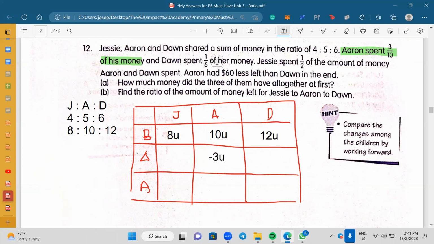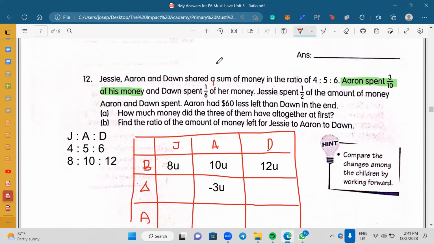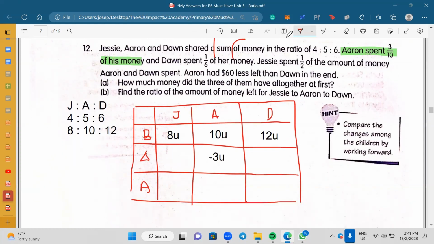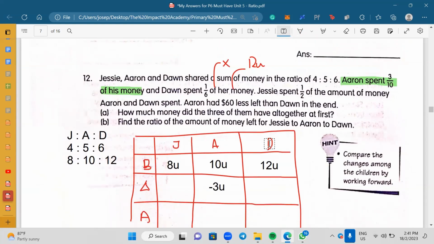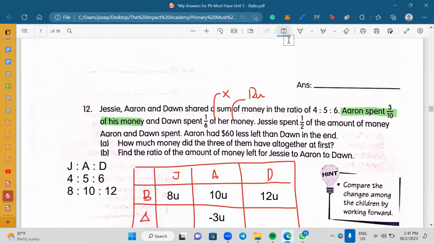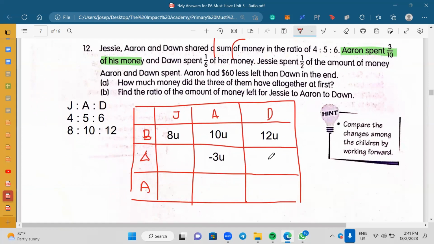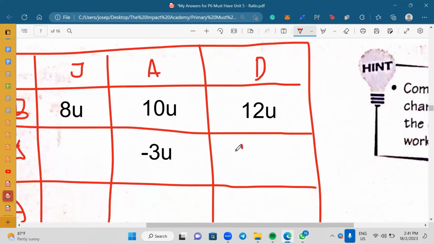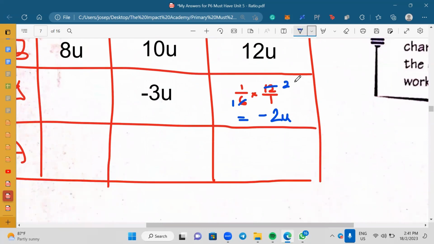Dawn spent 1/6 of her money. Now remember, I say what "of" means? Times, right? What is her money? 12 units, correct or not? What is 1/6 of her money? Simply just 2 units. Agree? How many of you don't understand? 1/6 of her money, you just do 1/6 times 12. If you are really uncertain, you can just write over here 1/6 times 12/1. Can you see that? You cancel. This becomes 1, this becomes 2. Isn't it true to say that this is minus 2 units? You understand so far, everyone?